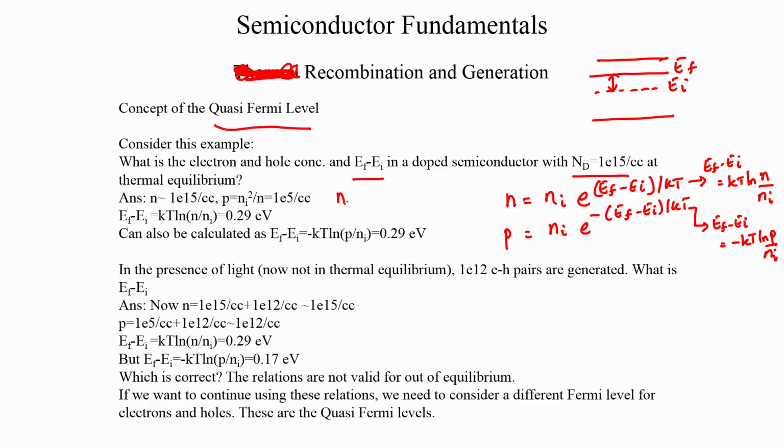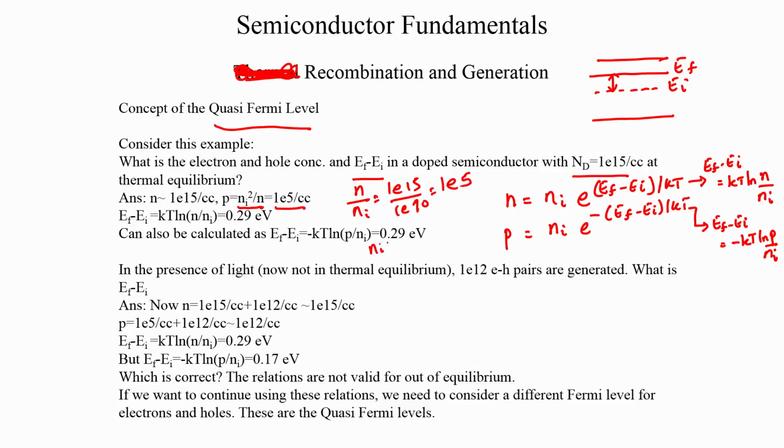Now, Ni, let us say, is about 1e10, which means my n, since it is doped and since the dopant concentration is much larger than 1e10, we will say n is approximately 1e15 per cc, and P according to the mass action law is all at equilibrium. So, therefore, according to the mass action law, it is Ni square by n, which is 1e5. So, if we were to plug in n by Ni, so n by Ni is 1e15 by 1e10, which is 1e5.